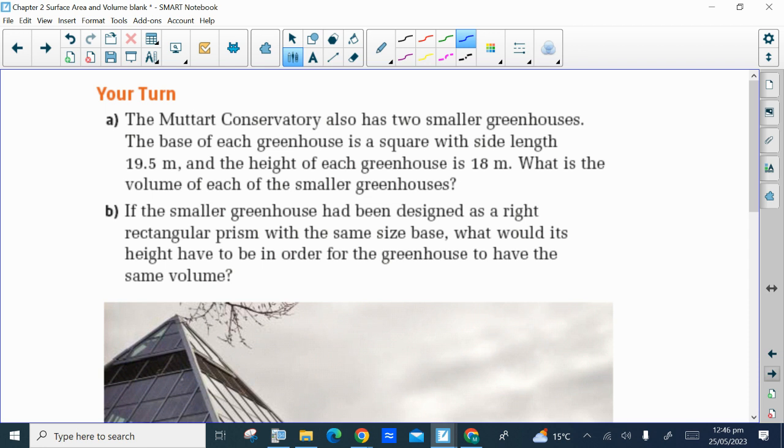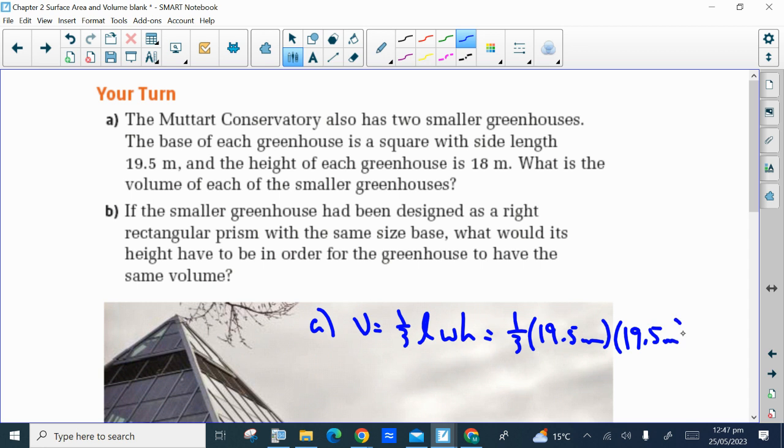But there are also two smaller greenhouses. The base of each greenhouse is a square and the side lengths are 19.5 meters and a height of 18 meters. What is the volume of the smaller greenhouse? So again, the volume of a pyramid is 1/3 length times width times height. 1/3. The base is a square that measures 19.5 meters. That's the length and the width. And the height of it is 18 meters.